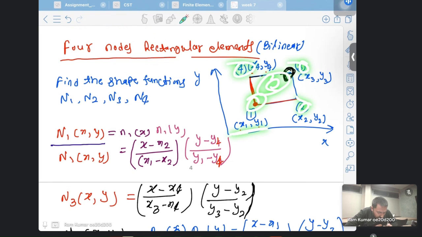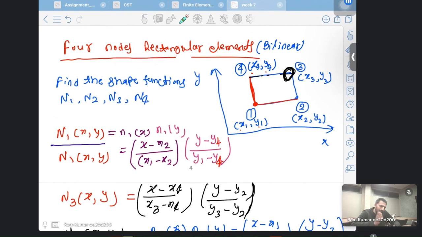Node 1 has coordinate x1, y1. This has x2, y2, x3, y3. Similarly, all nodes have coordinates. Now we have to find the shape function. We have 4 nodes, so we will definitely have 4 shape functions. We cannot have 3 or 5. The number of shape functions equals the number of nodes. So we will have 4 shape functions: n1, n2, n3, n4.